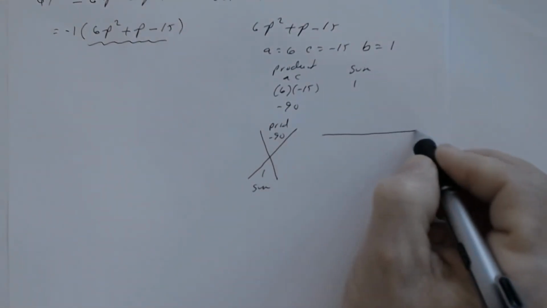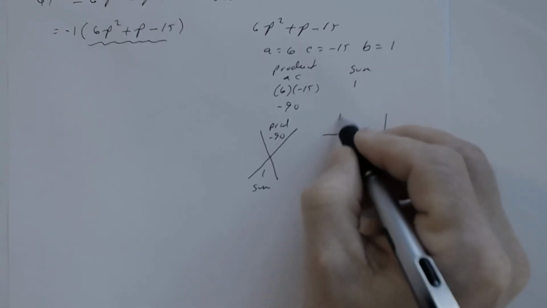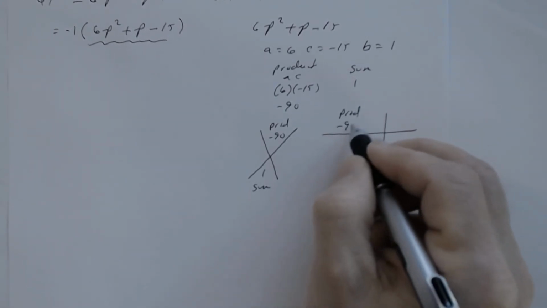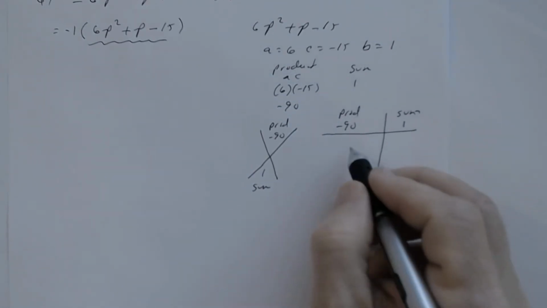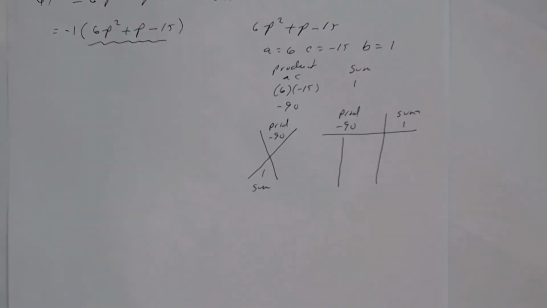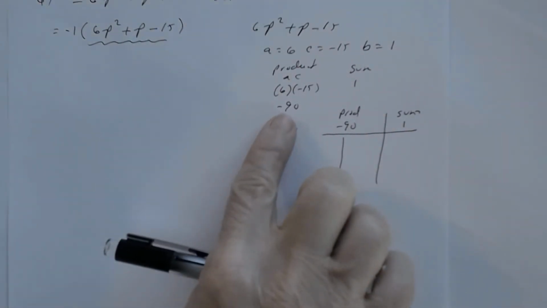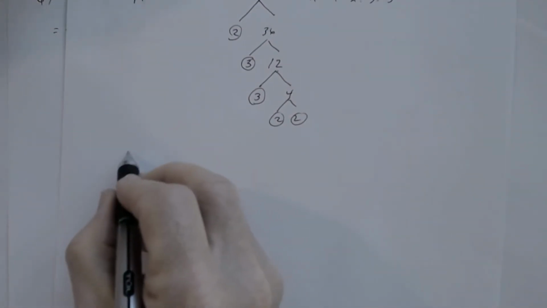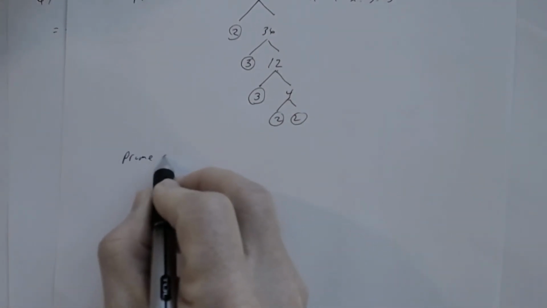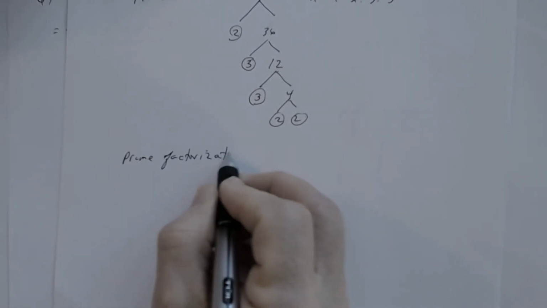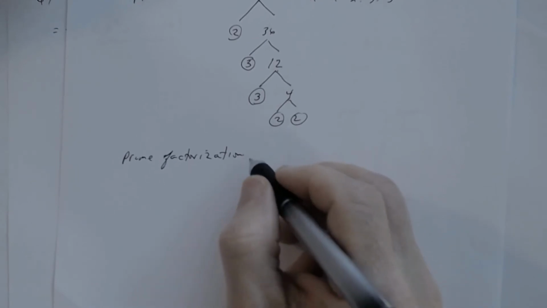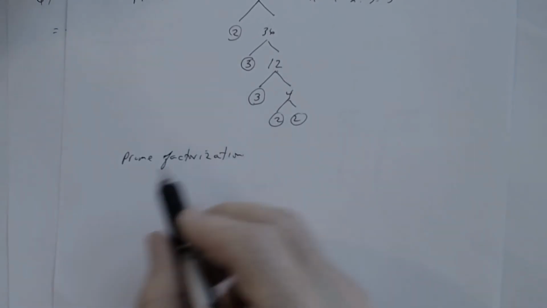All right, so we're going to use a table to help us. So again, product is negative 90, sum is positive 1. Okay, so let's go ahead and actually write the factor tree for that one. Remember, I know it's negative 90, but when we do the factor tree, make it positive 90. So we're looking at the prime factorization of 90. Remember, prime factorization is where you write a composite number as a product of prime numbers.